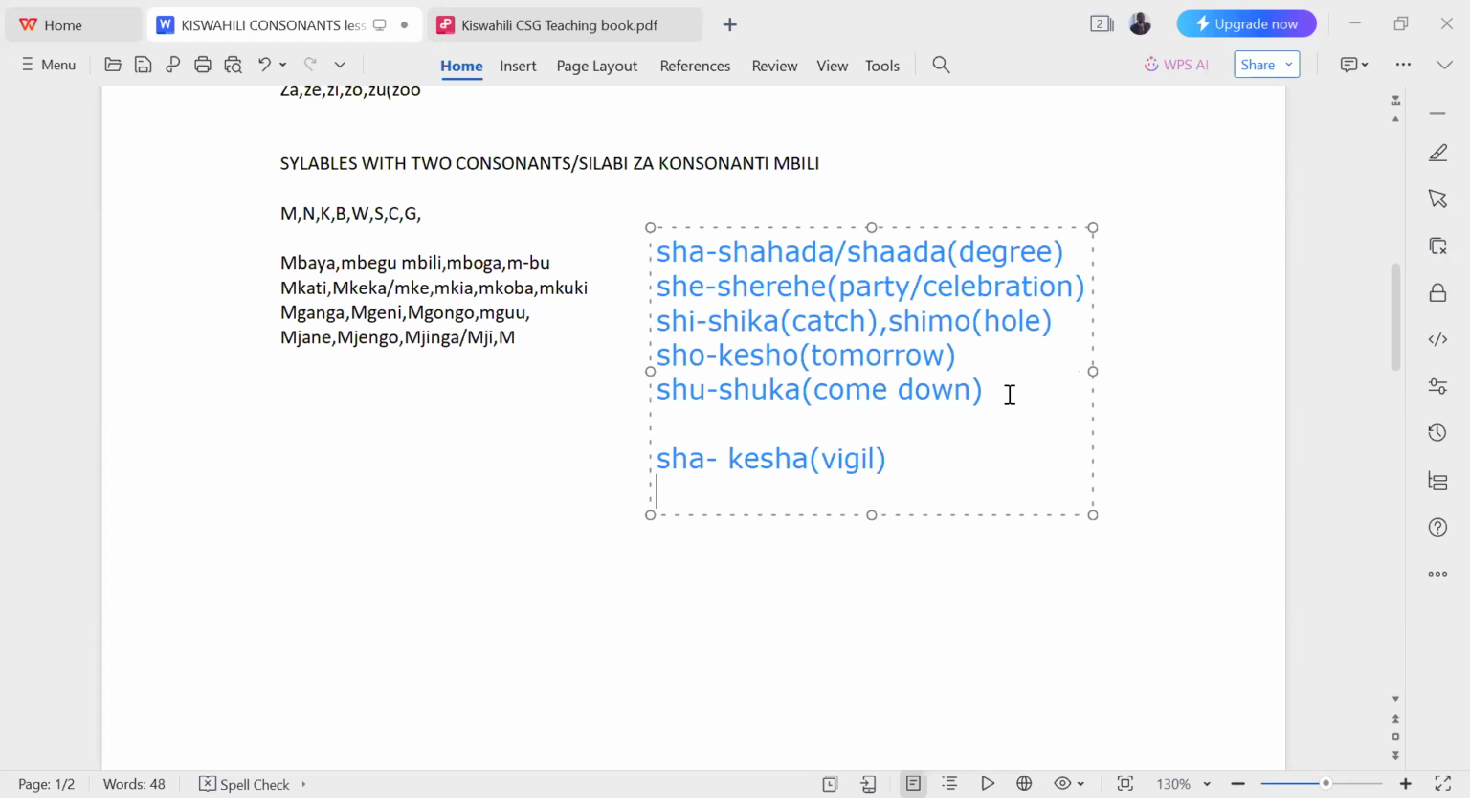Then there's also she. It is not common. She will come in the word mpishi. Mpishi means cook, a cook or chef.